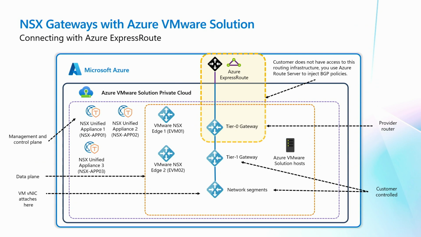Then there's NSX gateways with AVS. So if you are familiar with NSX as a VMware admin, you do get the Tier 0 and Tier 1 gateway. Tier 0 is, sorry about that. Tier 0 is managed by Microsoft. So you do have to use Azure Route Server to inject a BGP policy. But then that Tier 1 gateway is where you can create your segments and then have your east-west traffic flows or your north and south traffic flows. So that's another option where you can use NSX with public IP as well.